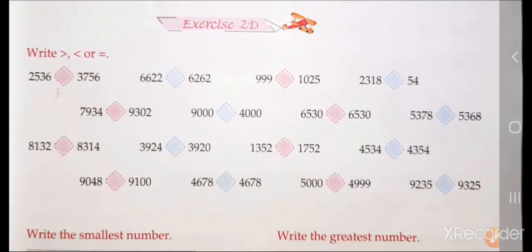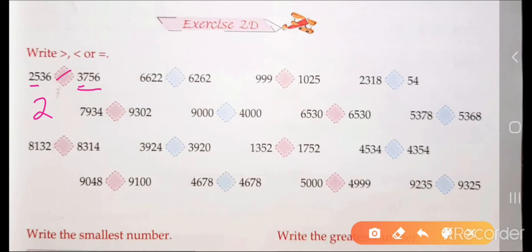So your first question is greater than, smaller than or equal to. Okay, आपको इनमें से कोई एक सिंबल डालना है, रखना है और उसको फाइंड करना है आपको. So the method is same. Let's start checking from the left to right. Okay, this is 2 and this is 3. Then which one is greater? Then obviously this 3 is greater.